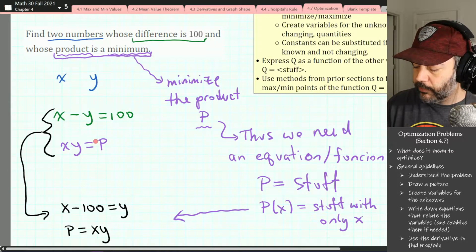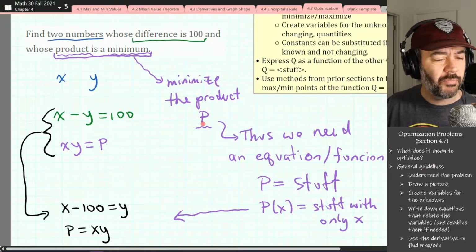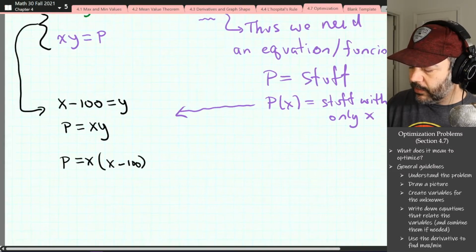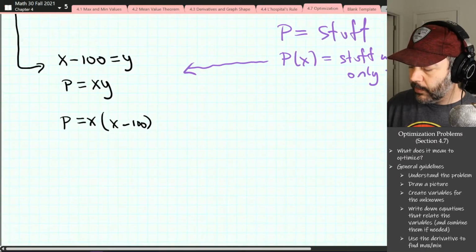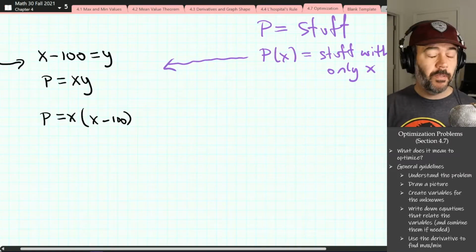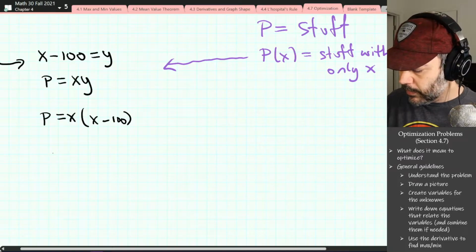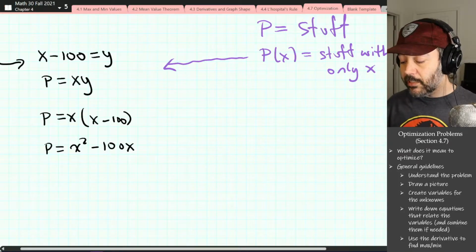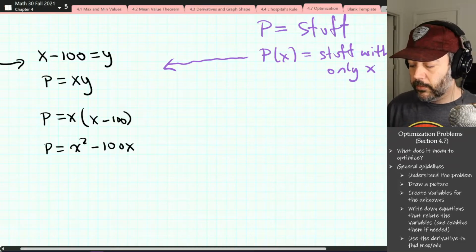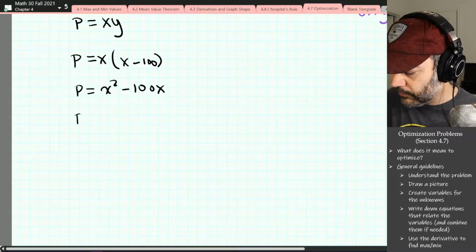So I wrote down the difference. I wrote down a product. I identified what I wanted to maximize or minimize. That's the product P. And then I started thinking about, well, I need to take a derivative, so I really need P prime. And I want P prime to only depend on one variable, so we can use our single variable calculus. So what I'm going to get is P equals x squared minus 100x. I just need to minimize this function. So let's find P prime.